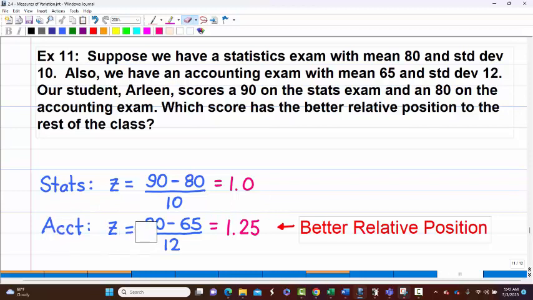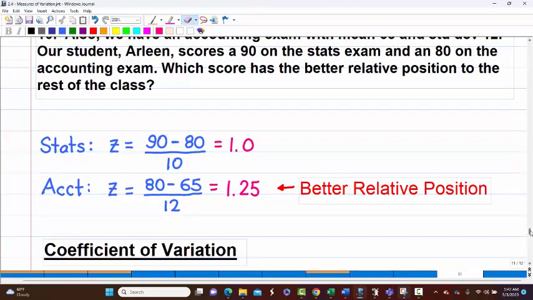Accounting, 80 was the score, minus 65 the mean, divided by 12, gives a 1.25 z-score. So actually the z-score was higher on the accounting exam. That's what we call the better relative position from a ranking standpoint, was actually on the accounting exam, even though she made a higher score on the stats exam. So there we have it. That's all you have to do in this kind of question on a test, just compare the two z-scores. Not too bad.